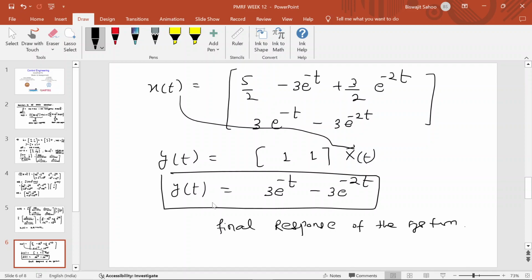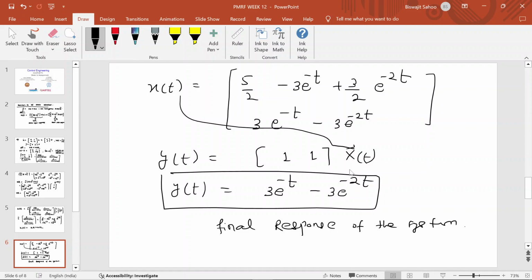After you find out y of t, if you take the Laplace transformation, you will get the system response. If they ask you to find the steady state error, you just simply find out the steady state error, and check whether it is proportional gain, or suppose you check the positional error constant or velocity error constant.